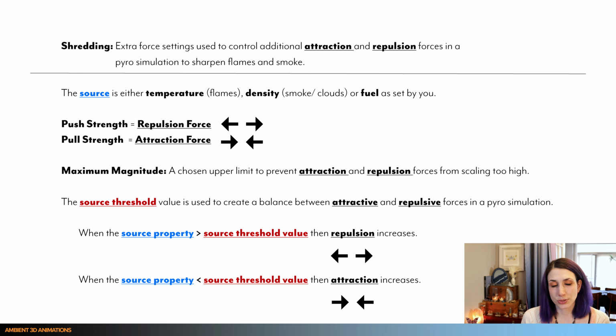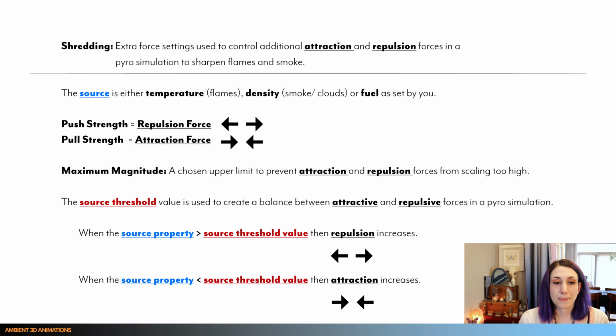The source threshold is used to create a balance between the attractive and repulsive forces. And this one can be a little bit harder to remember, so I thought it would help to show this here. When the source property is greater than the source threshold value, the repulsion forces increase. When the source property is less than the source threshold value, then the attraction forces increase.